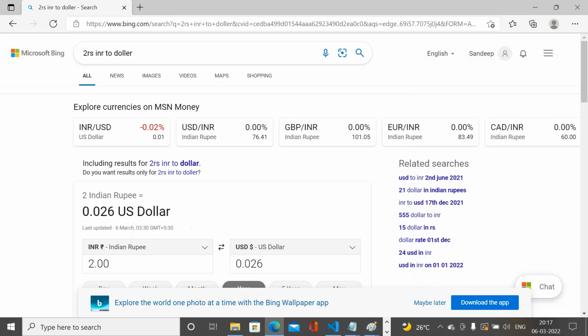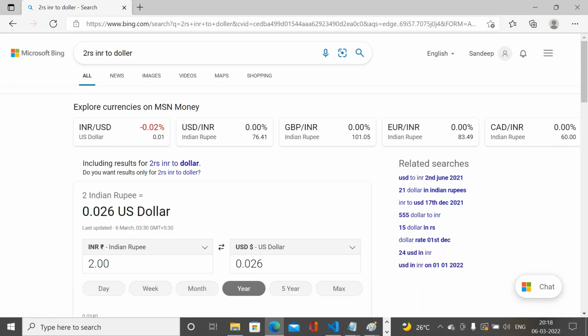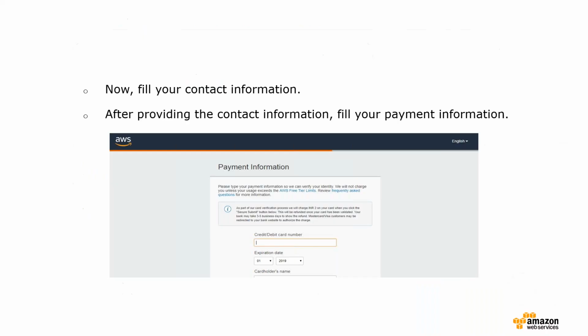Sign up money for AWS. No, it will charge by default $0.026 from your account. Okay, so you're saying 2 rupees is the same amount. Okay, fine. And even that, the same amount will be credited back within 24 hours. Okay, got it. It will be completely free.